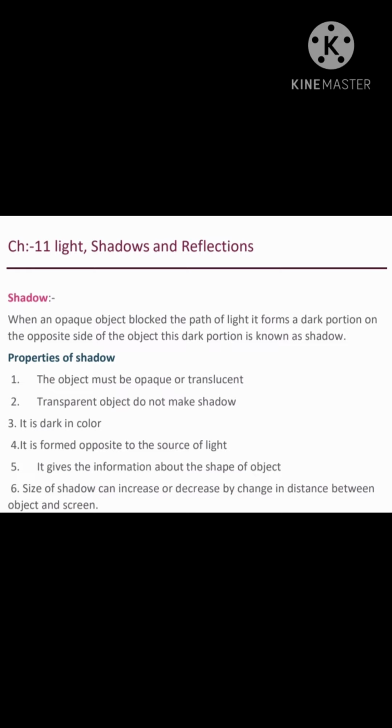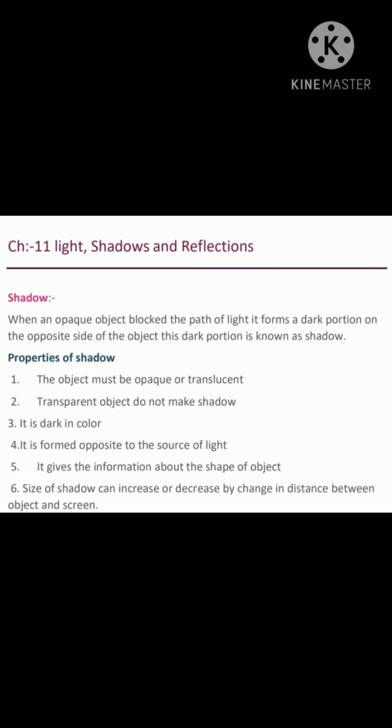Starting with the shadow: when an opaque object blocks the path of light, it forms a dark portion on the opposite side of the object, and this dark portion is known as shadow. I repeat, opaque objects are those which do not allow light to travel through them. When an opaque object blocks the path of light, it forms a dark portion on the opposite side of the object, and that dark portion is known as shadow.